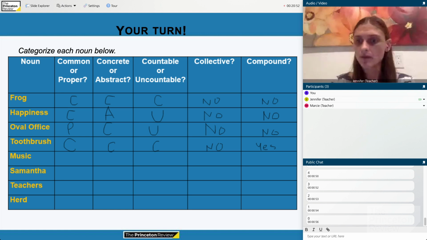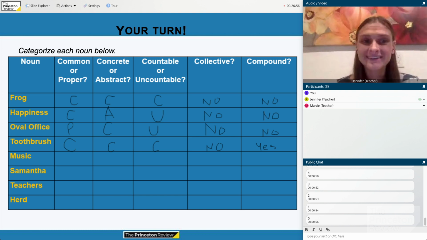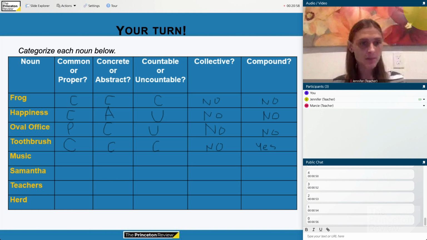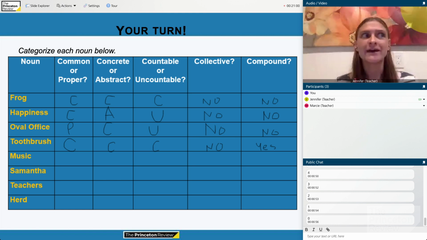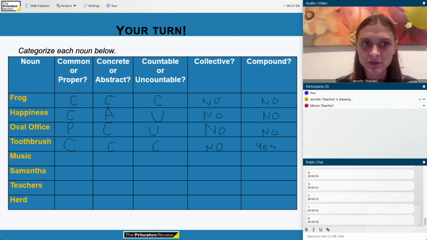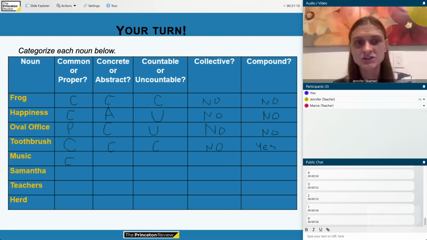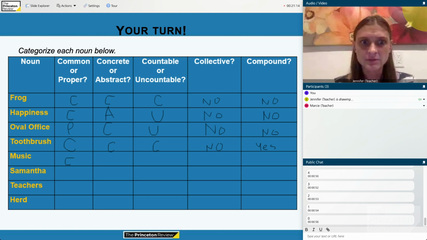And next here, music. So common or proper, is it a specific type that is referring to something by name? No, so it's just going to be common. But can you touch music? You can't actually touch it, so it's going to be abstract.